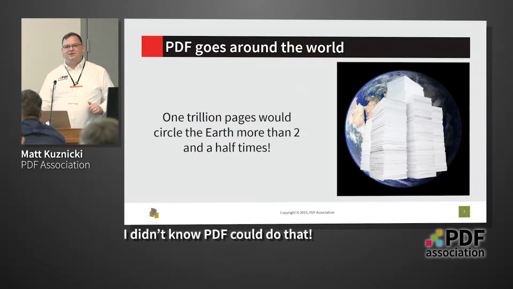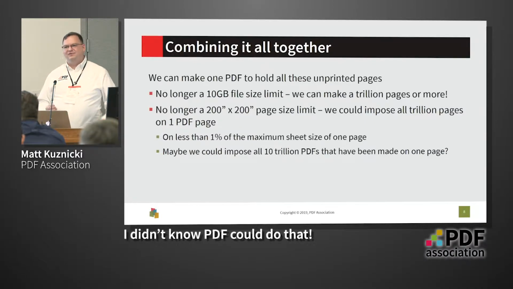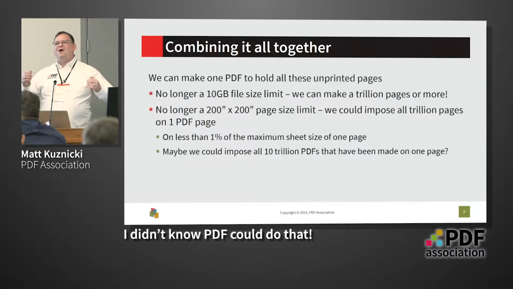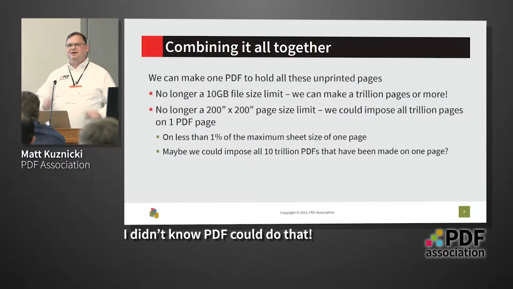You know what else we could do? We could make one PDF that held all trillion of these pages. There's no longer a 10 gigabyte file size limit in PDF. There's no longer a 200 inch by 200 inch page size limit. We can cram all these trillion pages that we have prevented from being printed into one PDF file. Might be hard to find a drive to store it right now, but we can do it.